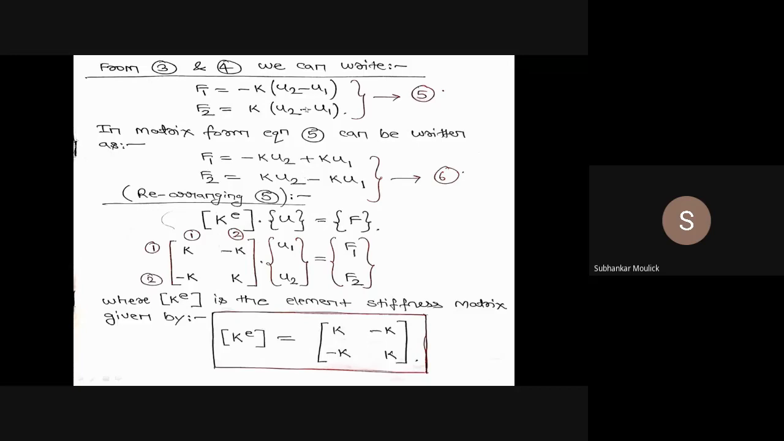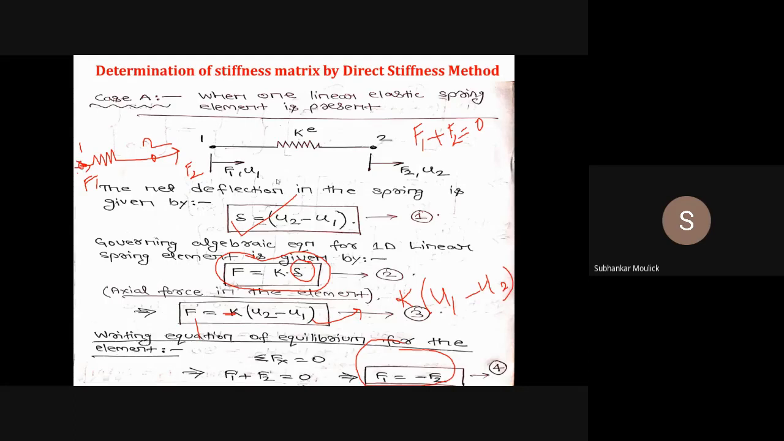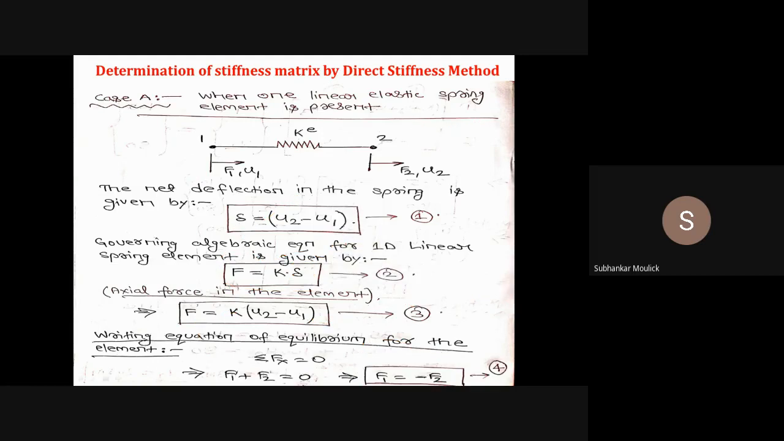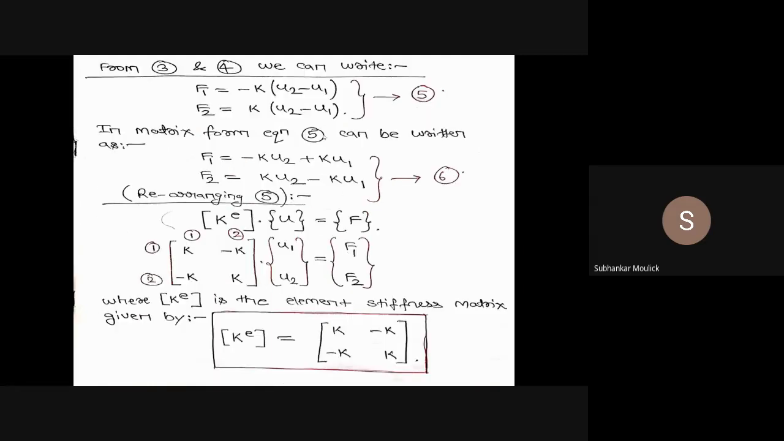So just expand equation number 5, you will get equation number 6. And I have told you previously also that the size of the stiffness matrix depends upon the total number of nodes present in the problem. In this problem, how many nodes are present? Total 2 nodes are present. So the size of the stiffness matrix will be a 2 cross 2 matrix. Yes or no? Size of the stiffness matrix is 2 cross 2 matrix.